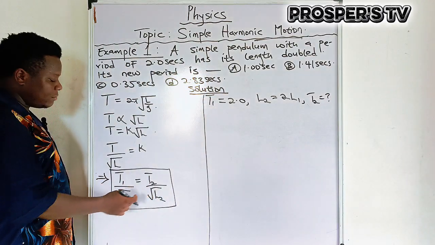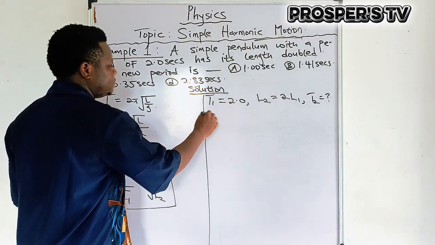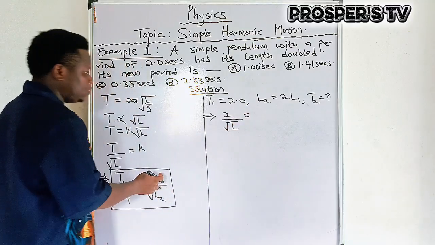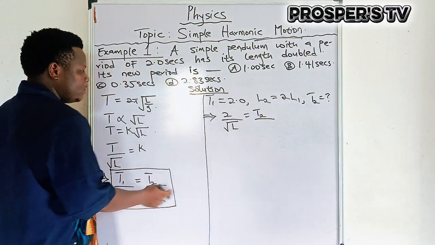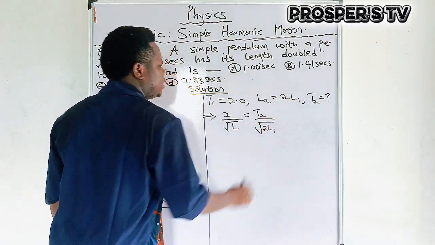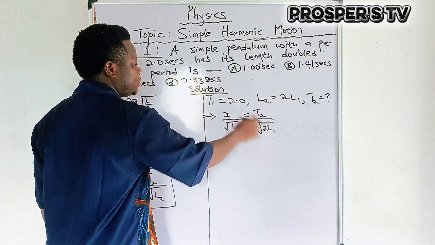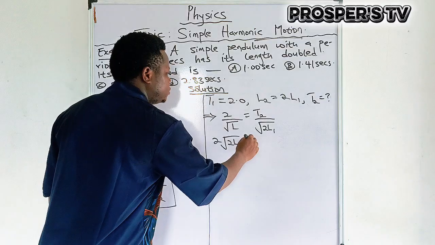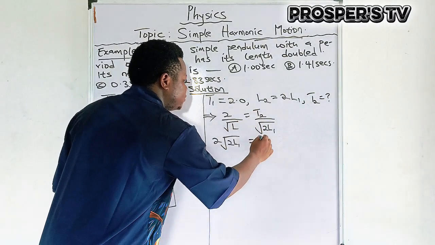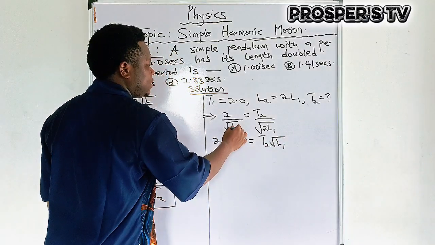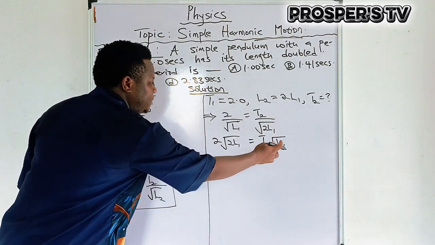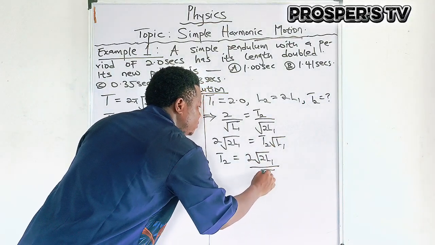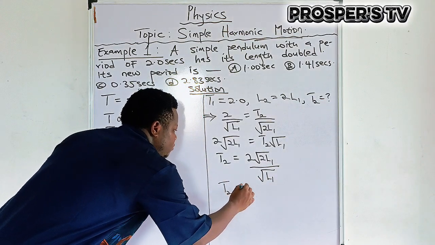If you make T2 the subject of formula, you could just substitute directly. T1 is given to be 2, so 2 over root L1 is equal to T2, which is what we're looking for, divided by root L2, which is 2L1. Now by cross multiplying, 2 root 2L1 would be equal to T2 root L1. If you make T2 alone, divide both sides by root L1: T2 equals 2 root 2L1 divided by root L1.